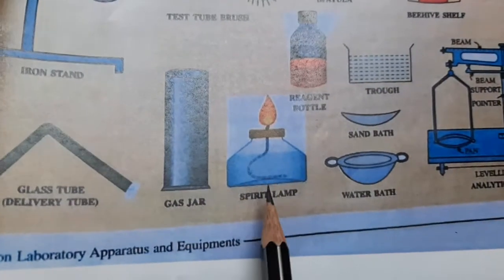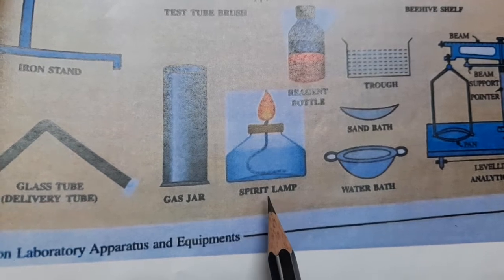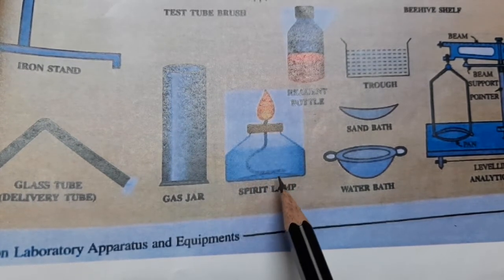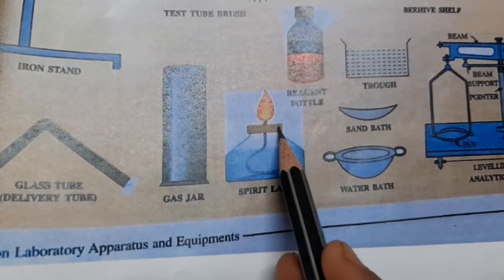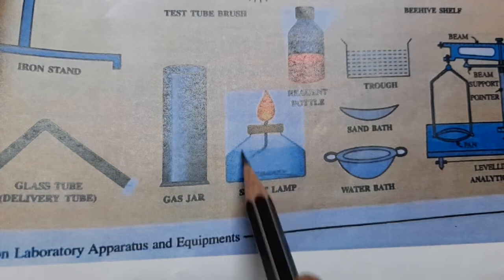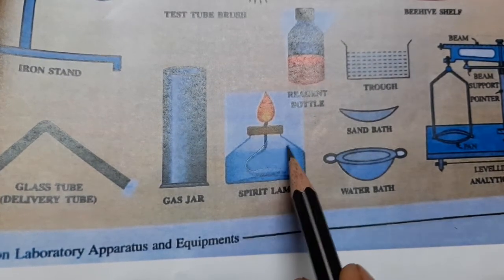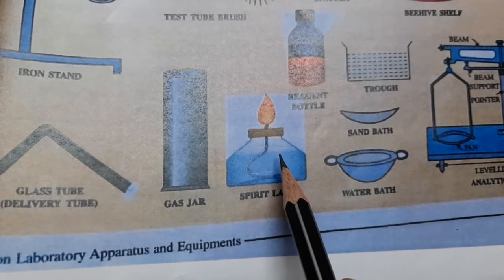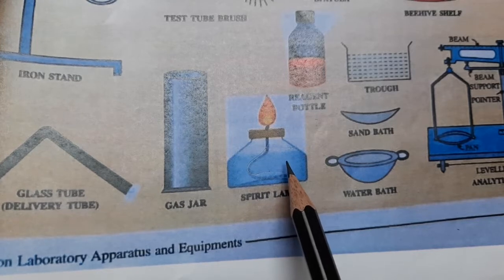The spirit lamp looks like this. It is already given in your textbook, page number 13. In this spirit lamp, this is a type of bottle. On it is a cover lid, and in the lid of the bottle this thread is given, and in this bottle a fuel is filled. In simple language we can say kerosene, or we can say spirit.